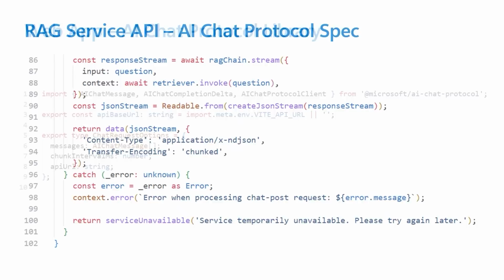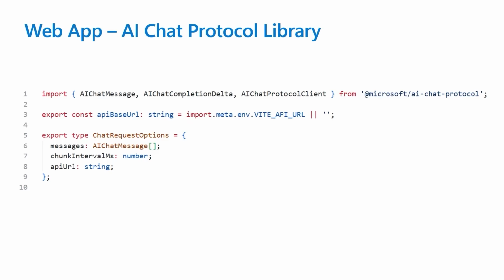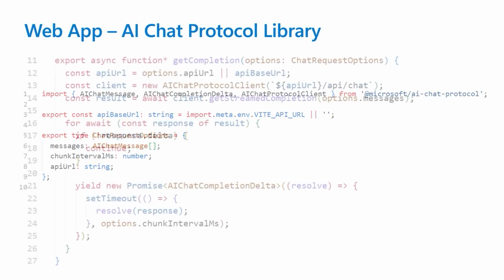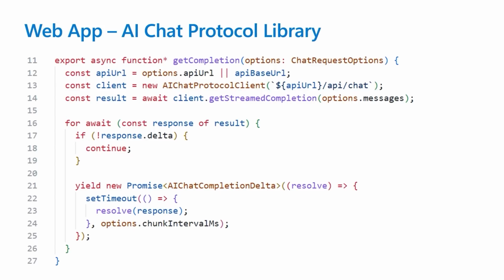Now let's jump into the web app. On line 1, we import the AI chat message, chat completion delta, and AI chat protocol client from the AI chat protocol library. On line 5, we set our chat request options. First, we set our messages, which are of the AI chat message type. We then set a chunk interval amount of time, and then the API URL for the endpoint that we want to target.